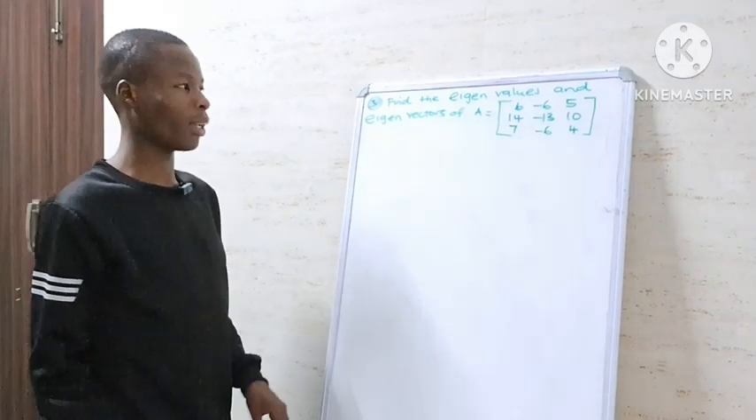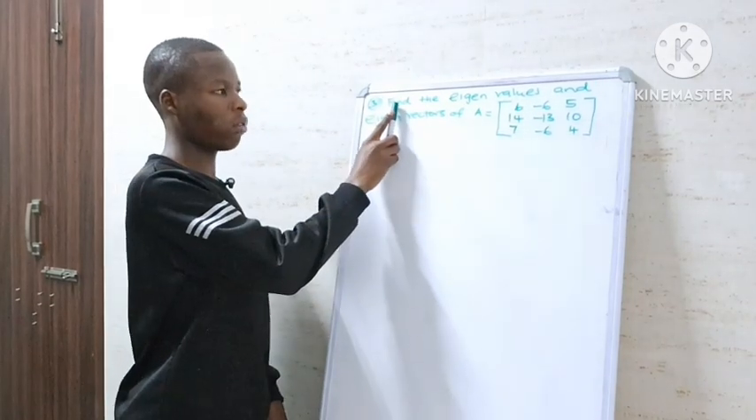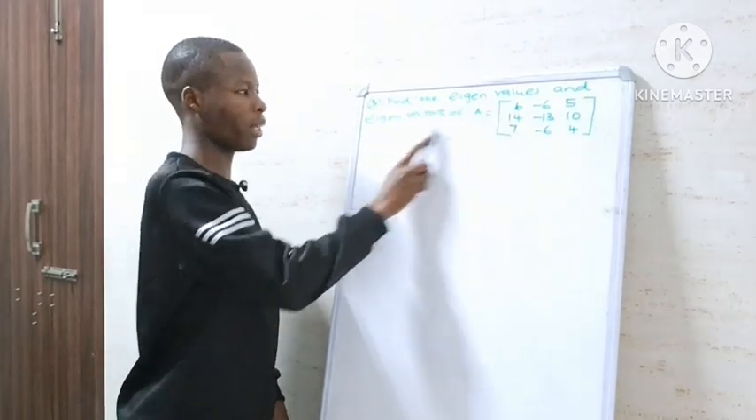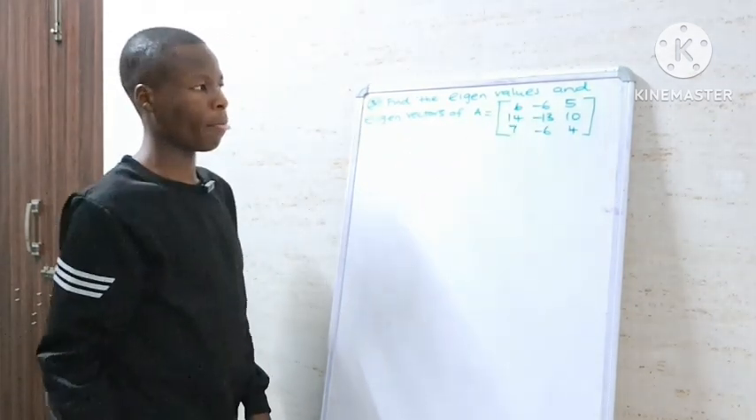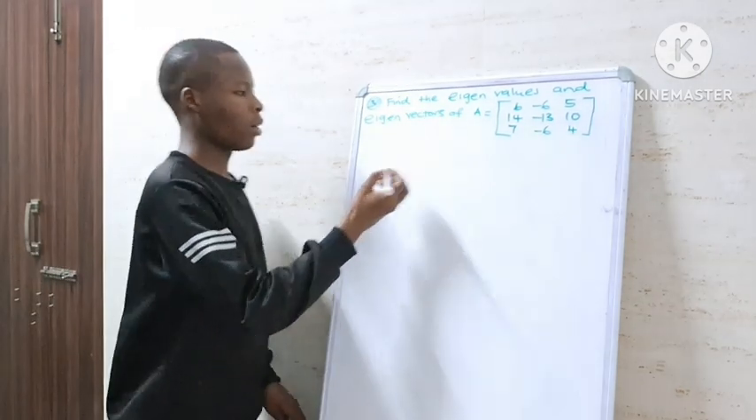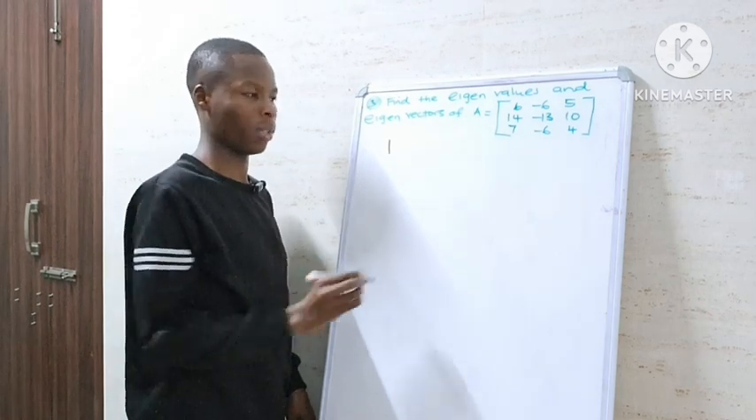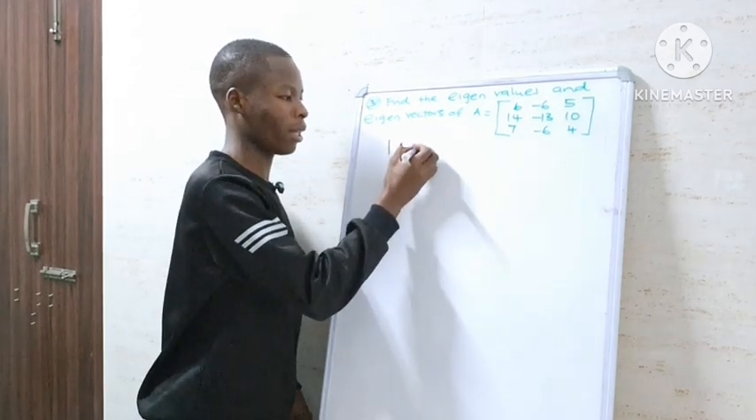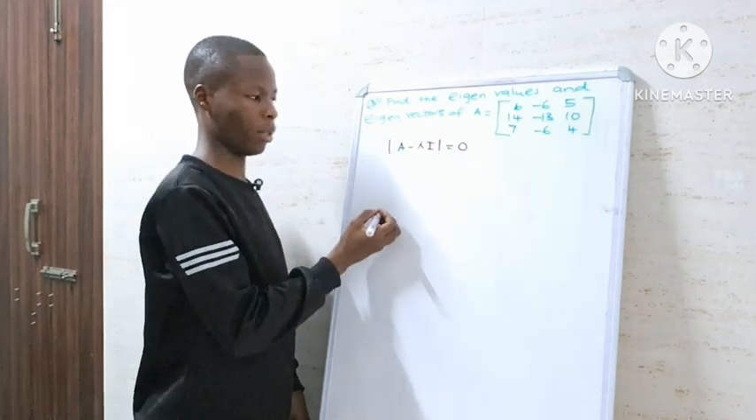Okay, so let's do question number 3 together. Find the eigenvalues and eigenvectors of matrix A. This is matrix A. We know that the characteristic determinant is equal to 0: the determinant of A minus lambda I is equal to 0.